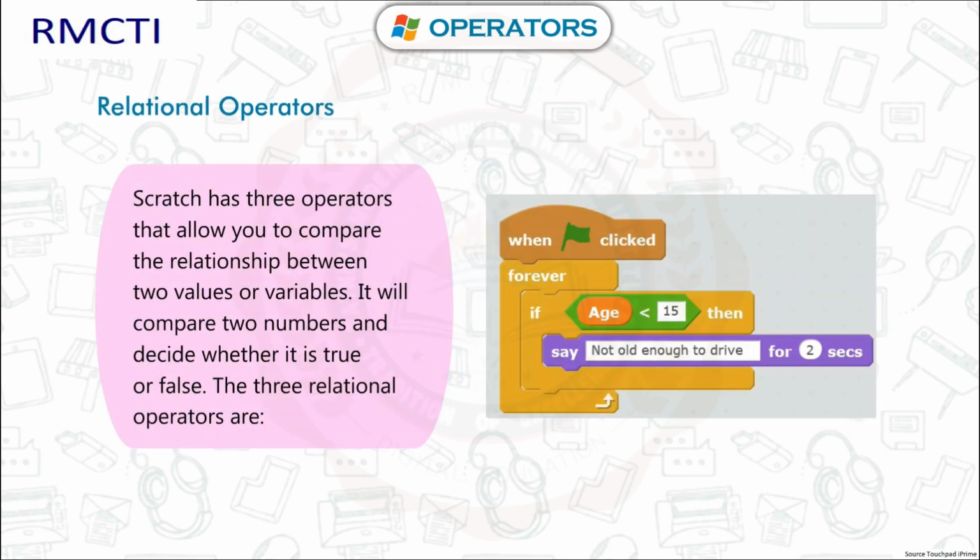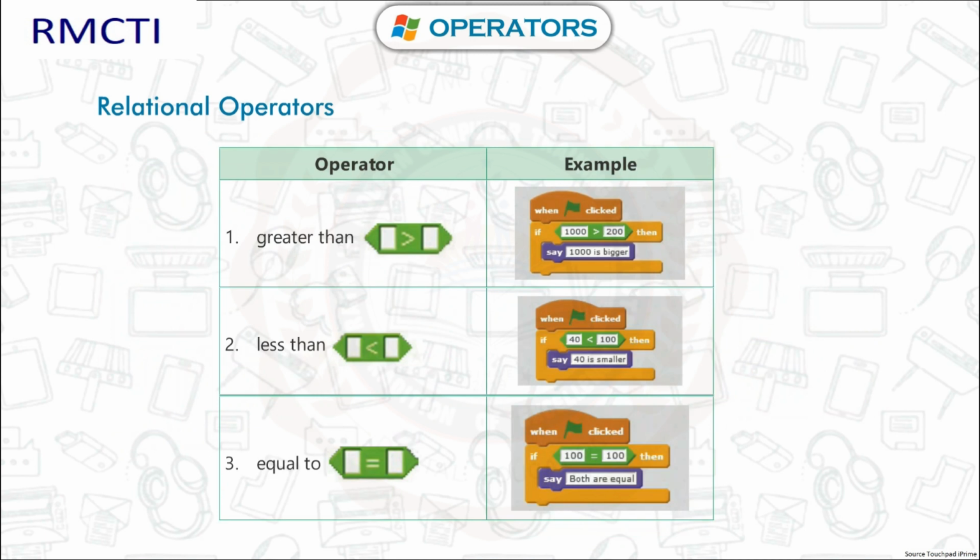Relational operators. Scratch has 3 operators that allow you to compare the relationship between 2 values or variables. It will compare 2 numbers and decide whether it is true or false. The 3 relational operators are 1. Greater than. Example, when green flag clicked, if 1000 is greater than 200, then say 1000 is bigger.